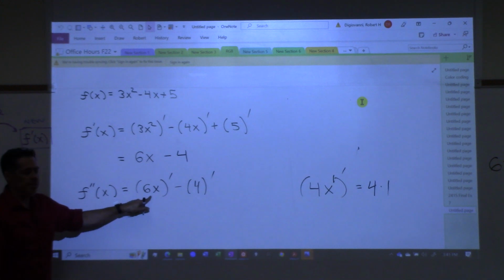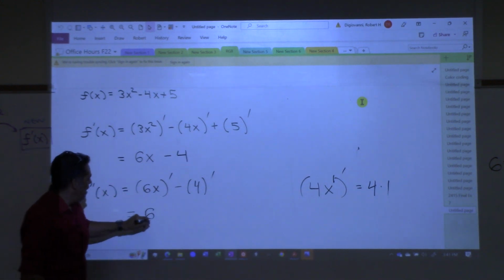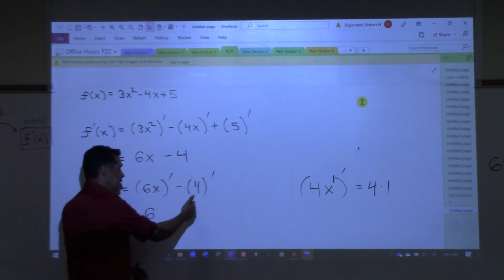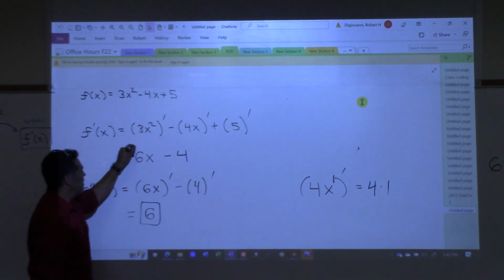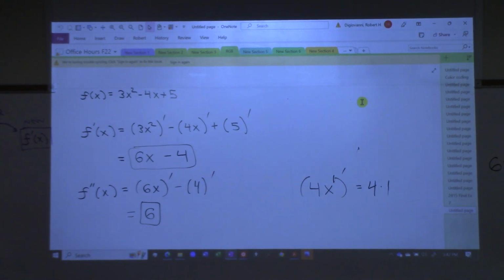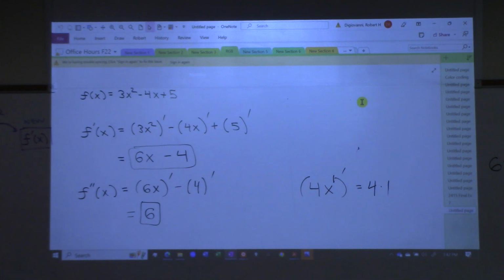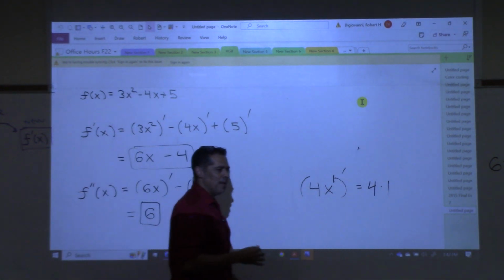Derivative of 6x is 6, for the same argument that I made there on the 4x. And then the derivative of a constant is 0, so we just get 6. You see how easy it would be to check my answer? Right? So students will always ask, why do we have to go through all the limit stuff? Why do we have to torture ourselves with all these limits?